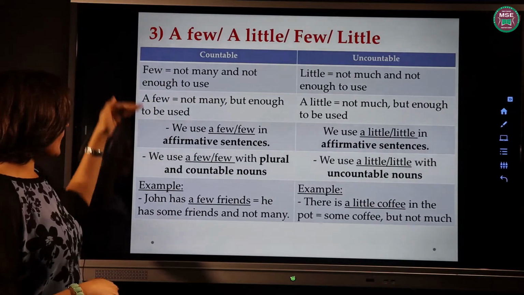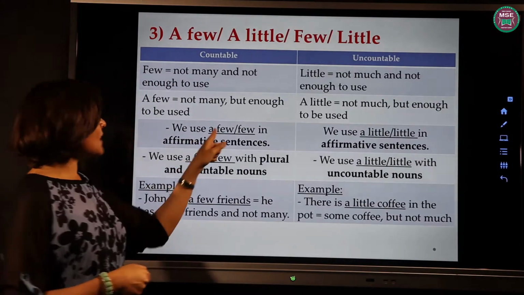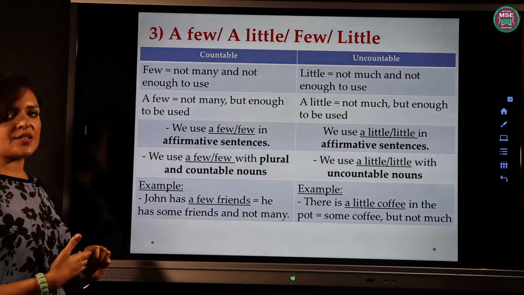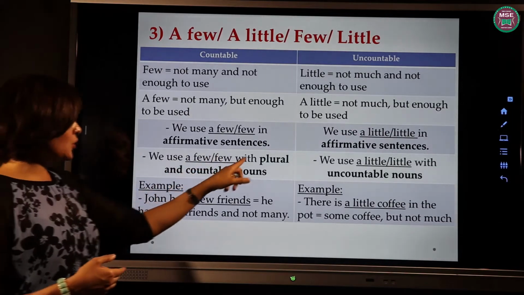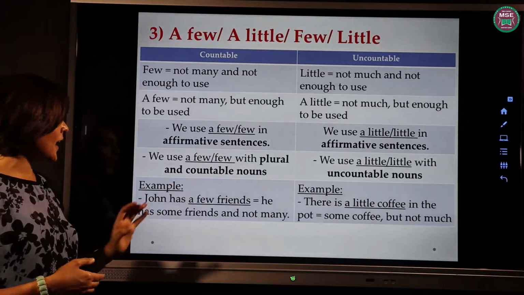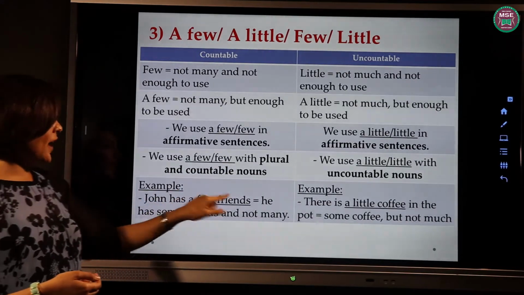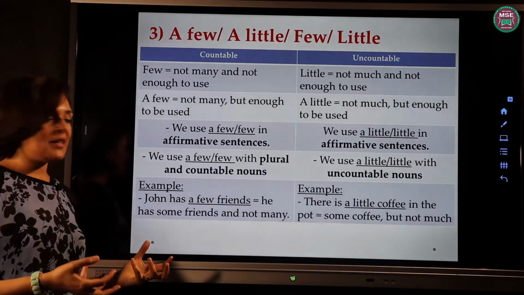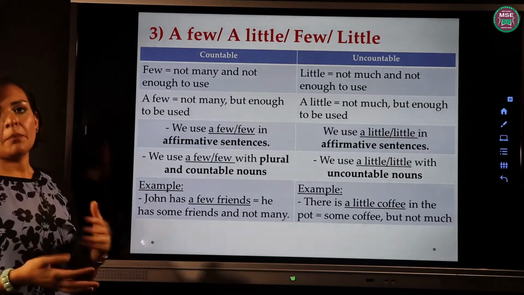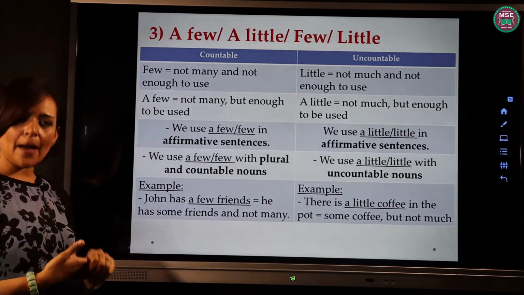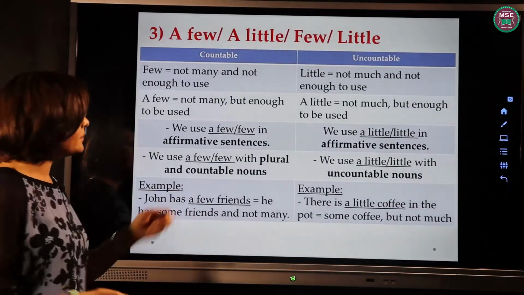So again, few and a few, we use them with countable nouns. We use a few and few in affirmative sentences, with plural and countable nouns only. For example, John has a few friends. A few friends here means that he has some friends, not many, but enough for his life. He is happy with this amount of friends. He doesn't need any more.